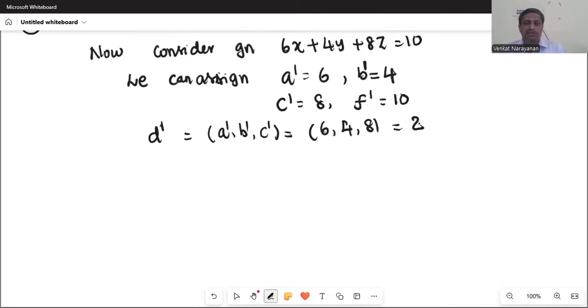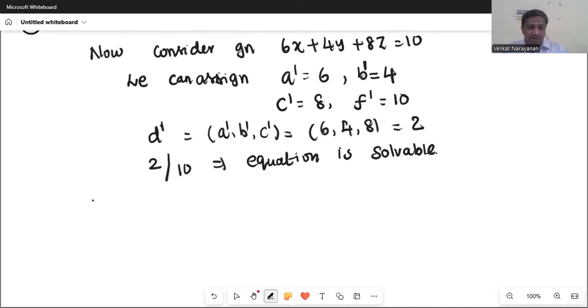We understand that because 6, 4 and 8 are multiples of 2. Therefore, the GCD of the given equation is 2, and this 2 divides 10. So the equation is solvable. We can find the solution for the problem.